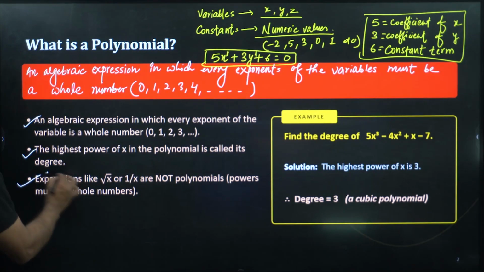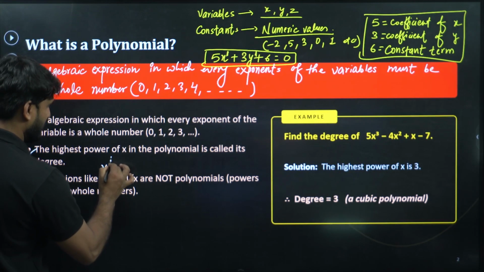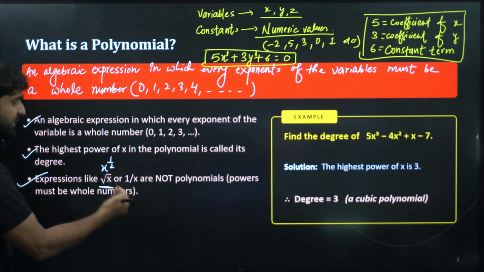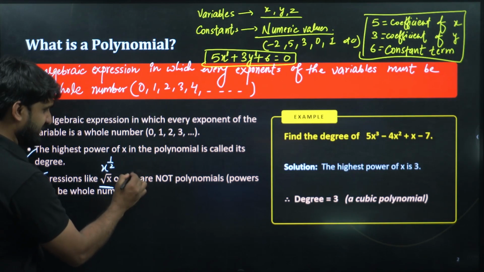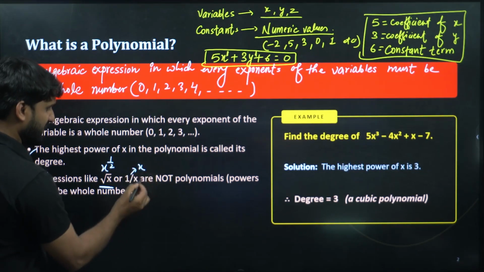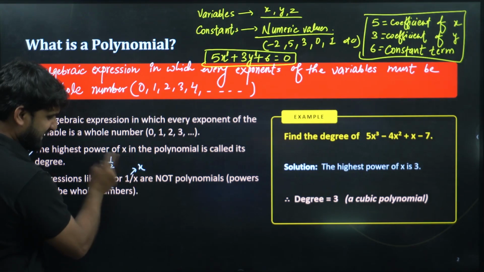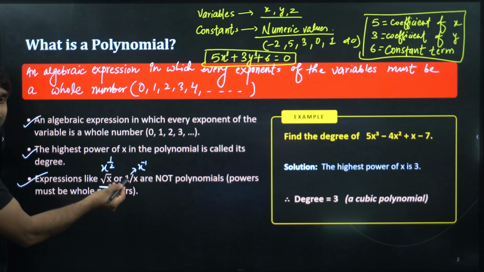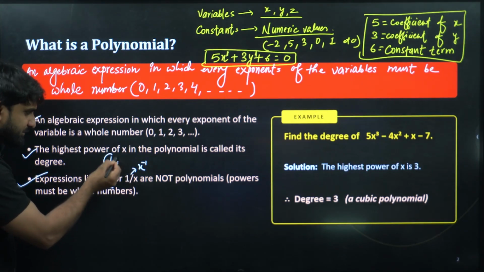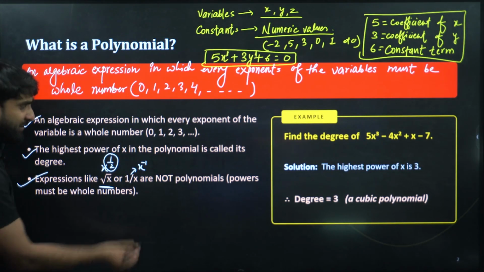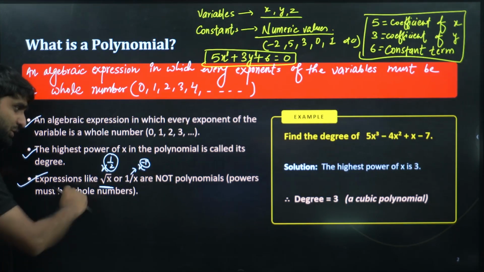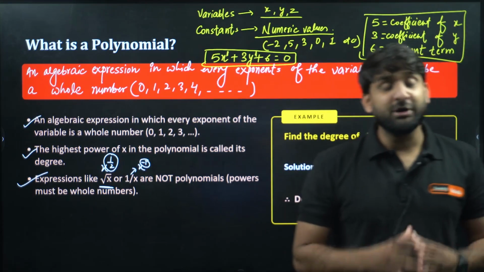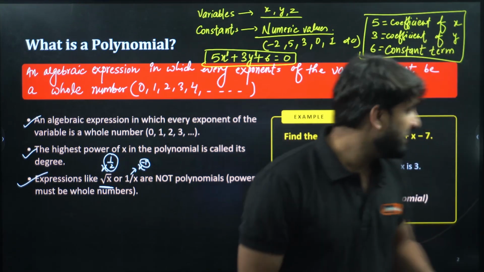An expression like root x, where x to the power 1 by 2, has a fractional exponent, which is not a whole number, so it will not be a polynomial. What about 1 by x? If we push this x into the numerator, it will be written as x to the power minus 1. So now you can see the exponent has become half here and negative here. Such a format will not be a polynomial, because for a polynomial the exponent must be a whole number. Now let's do a question here.